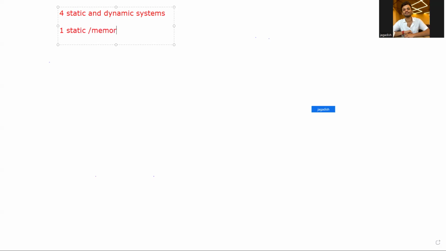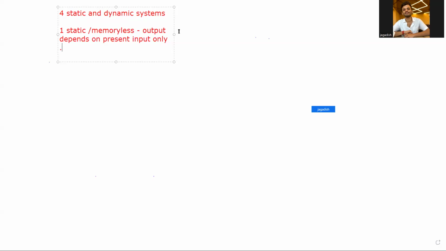Static means, as the name itself indicates, that the system is stationary. It won't be moving. In this, the output depends on the present input only. Present input only. Then you will be calling it a memoryless or static system.